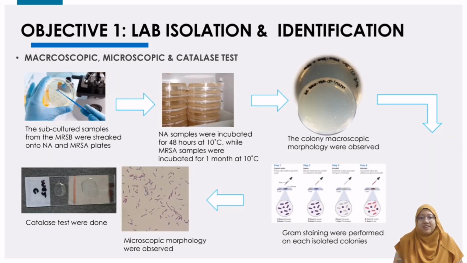Next, each of the 17 colonies of the subculture sample were streaked on NA and MRSA, where the incubation period on NA only took 48 hours at 10 degrees Celsius, while MRSA took 1 month at 10 degrees Celsius. The pure colony growth from each of the 17 isolates was then observed macroscopically through physical colony formation and microscopically via Gram staining and observing it under the microscope. Catalase tests were also performed on each isolated colony by mixing it with a drop of hydrogen peroxide.